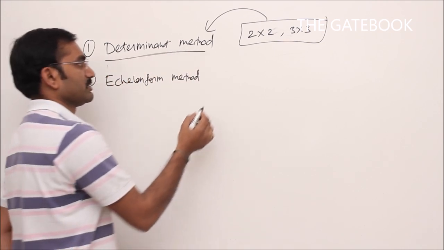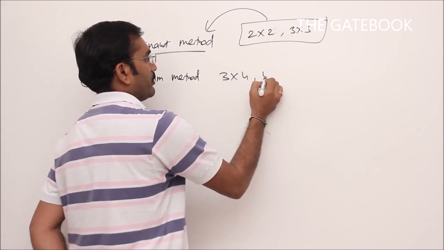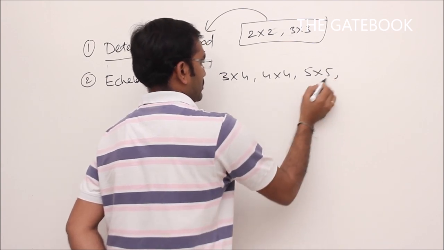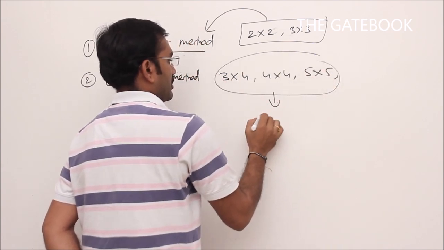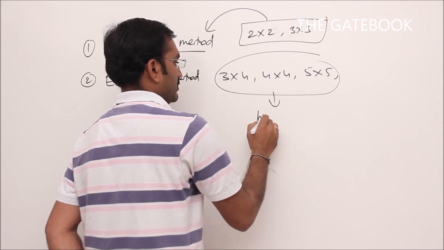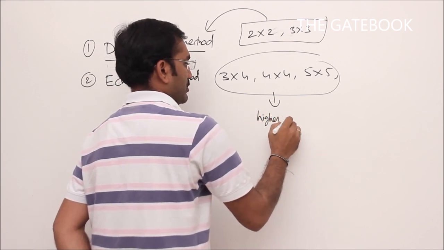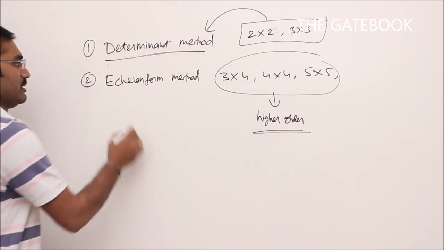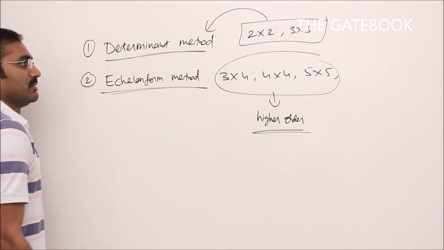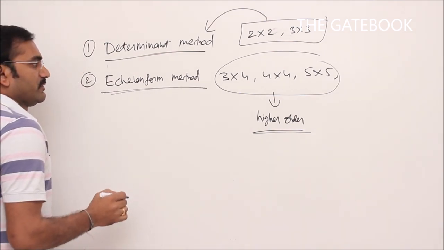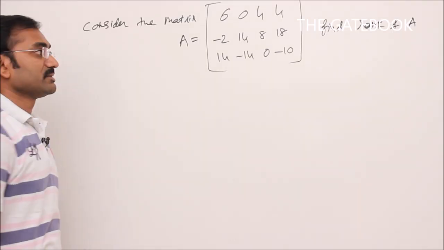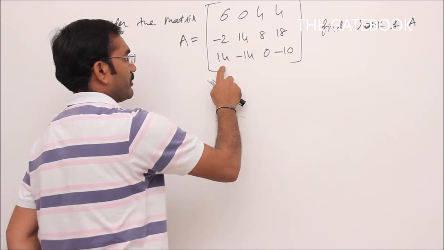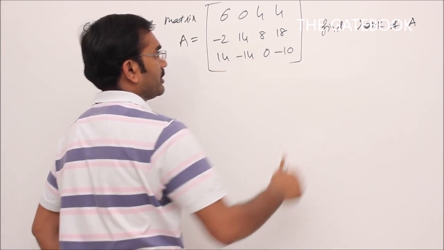Whenever the given matrix is of order 3 by 4, 4 by 4, 5 by 5 or any higher order, all these are higher order matrices, more than 3 by 3. So whenever the given matrix is of higher order, it is better to apply the echelon form method. Now we will see one example. Let us consider the matrix A equal to 6 0 4 4, minus 2 14 8 18, 14 minus 14 0 minus 10. We have to find the rank of this matrix.